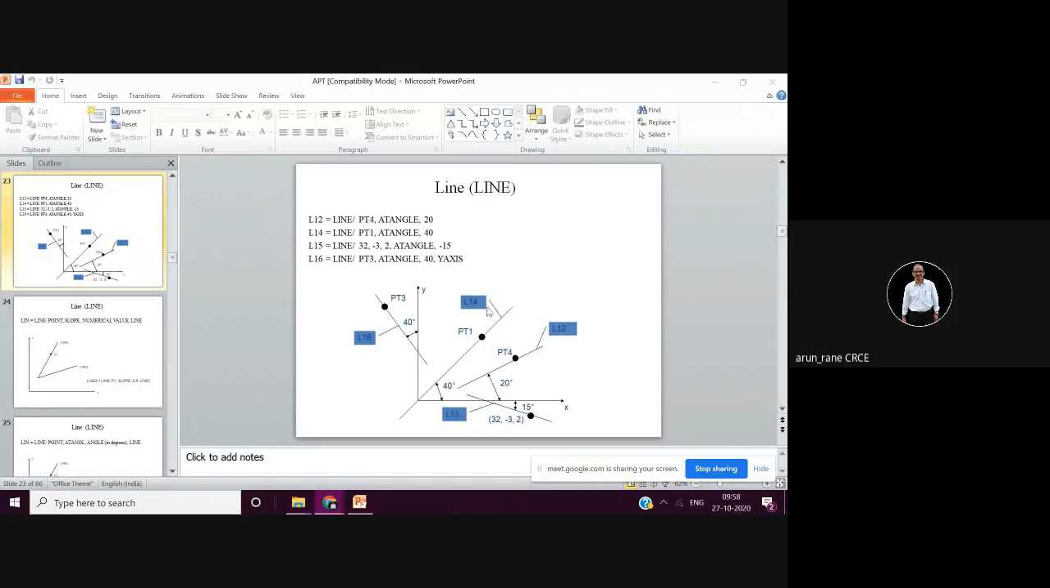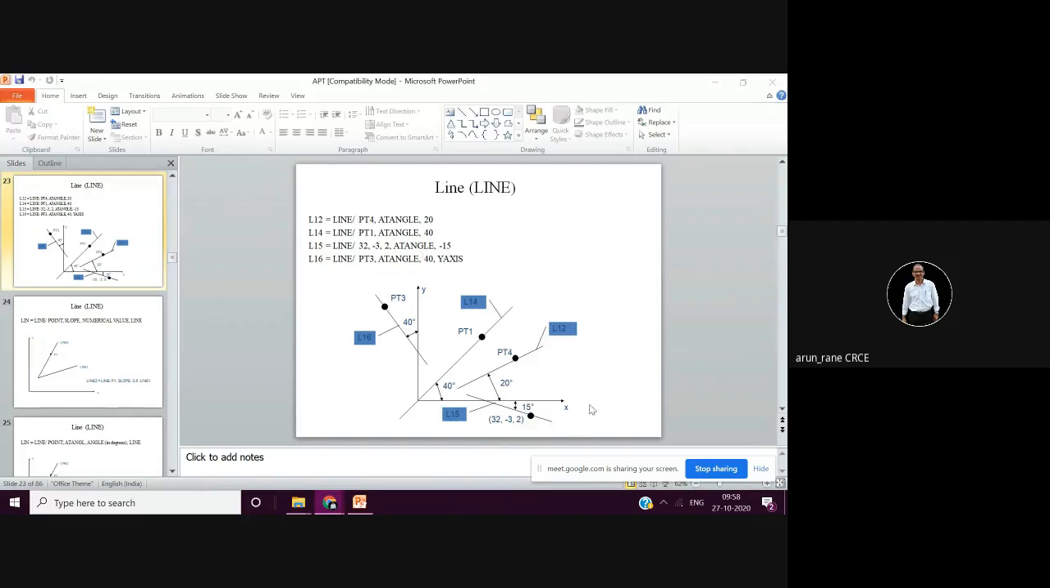Line 40, that is this, passing through point 1. There will be an infinite number of lines. But the moment you say at an angle of 40, it will be this 40. Then we have line 15, that is passing through this point. Now here the coordinates are given and an angle of minus 15.